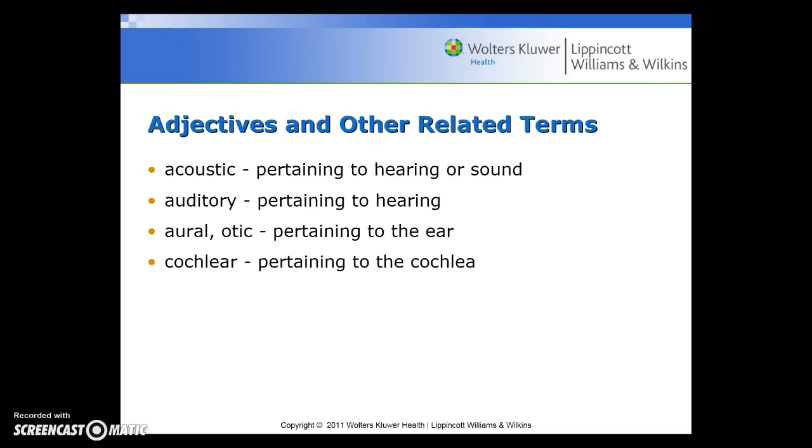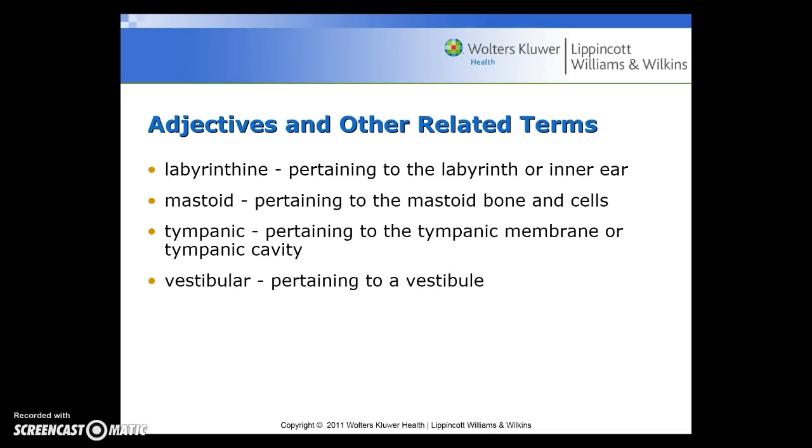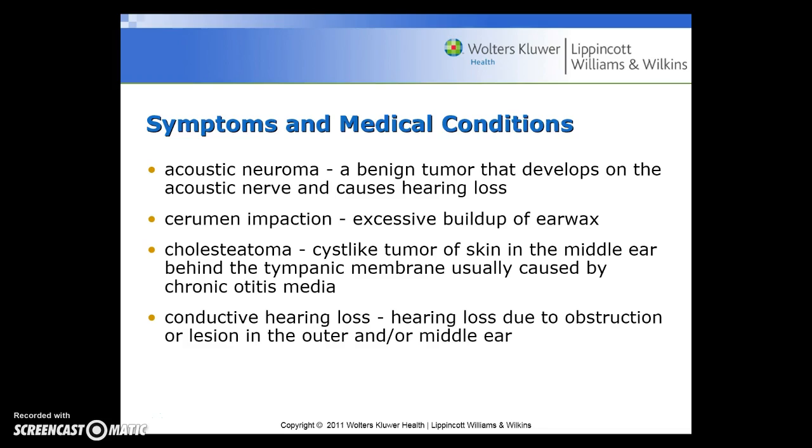Some adjectives and other related terms include acoustic, pertaining to hearing or sound; auditory, pertaining to hearing; aural or otic, pertaining to the ear; cochlear, pertaining to the cochlea; labyrinthine, pertaining to the labyrinth or inner ear; mastoid, pertaining to the mastoid bones and cells; tympanic, pertaining to the tympanic membrane or tympanic cavity; vestibular, pertaining to a vestibule.